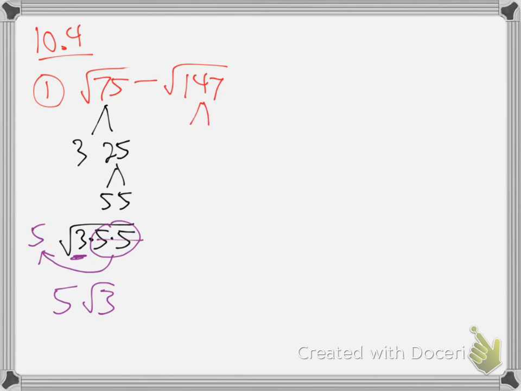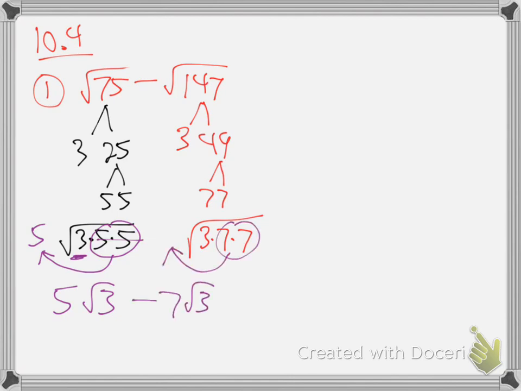What goes into that? I think 3 does. Doesn't it? Yeah, 3 does. So divide by 3, what's that? 49. Oh, good. Okay, and then 7 times 7. So the square root of 147 is 3 times 7 times 7. So there it is again. 2 7s in, 1 7 out. So that one's 7 root 3. So I just simplified both those. And it breaks down to 5 root 3 minus 7 root 3.